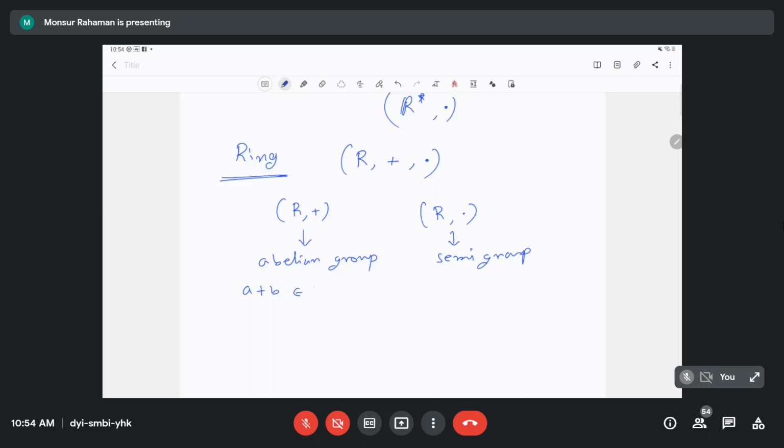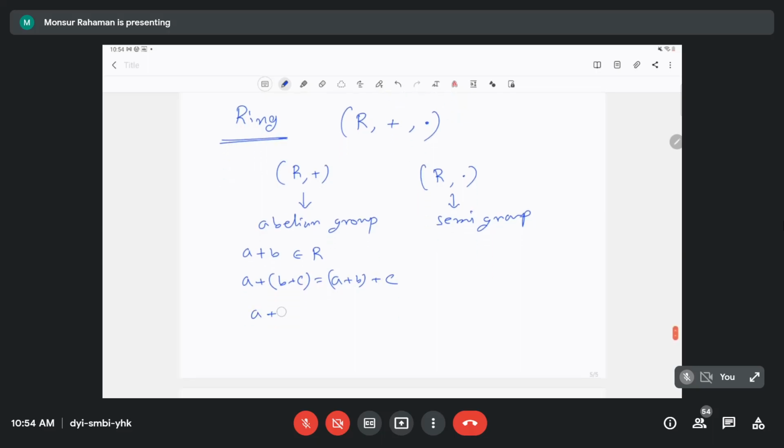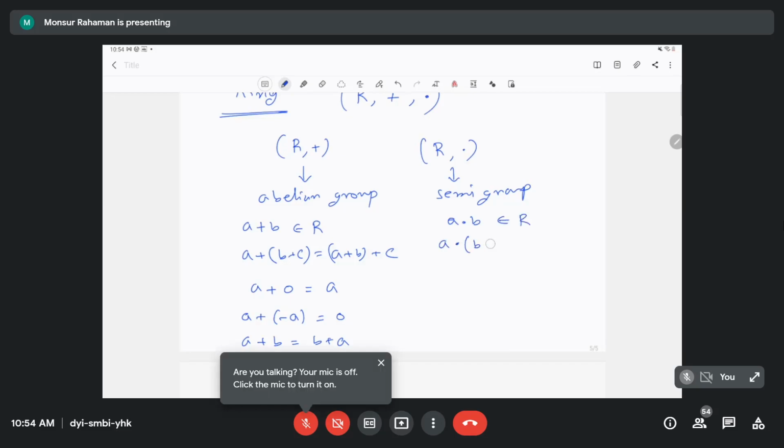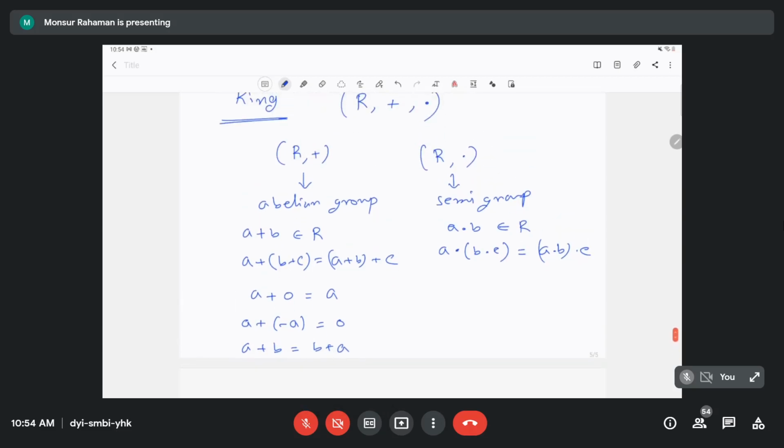Closure: A plus B has to be in R for all A, B, and the associative property, and the identity property. Suppose we are calling it 0, and the inverse, and the abelian property, this commutative property, A plus B equals B plus A. And semigroup means only two conditions: A dot B has to be in R, and the associative property, A dot B dot C. Okay, this is a semigroup, and this is an abelian group, R plus.